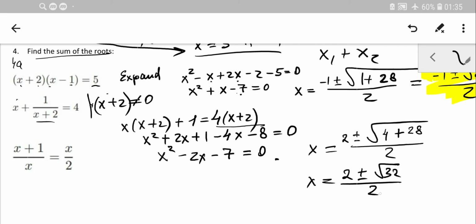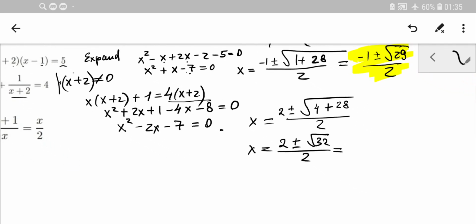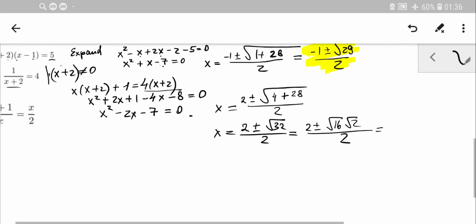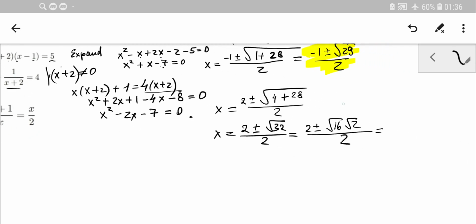Alright, so we can completely simplify that. It's going to be 2 plus minus. So 32 is actually 16 times 2. And the square root of 16 will get you 4. Okay, so we can write in this manner. And now we simply know that the square root of 16 is 4.